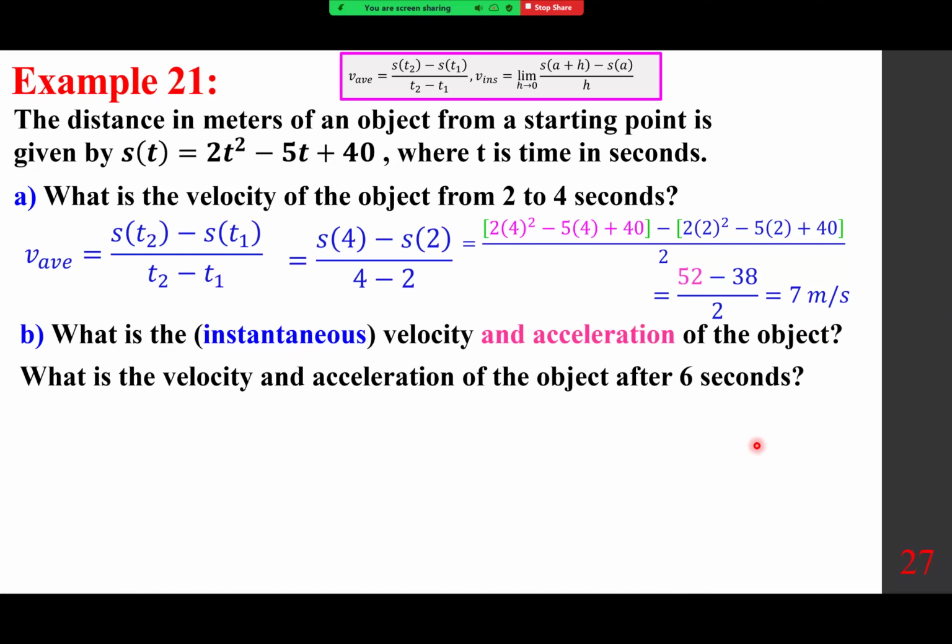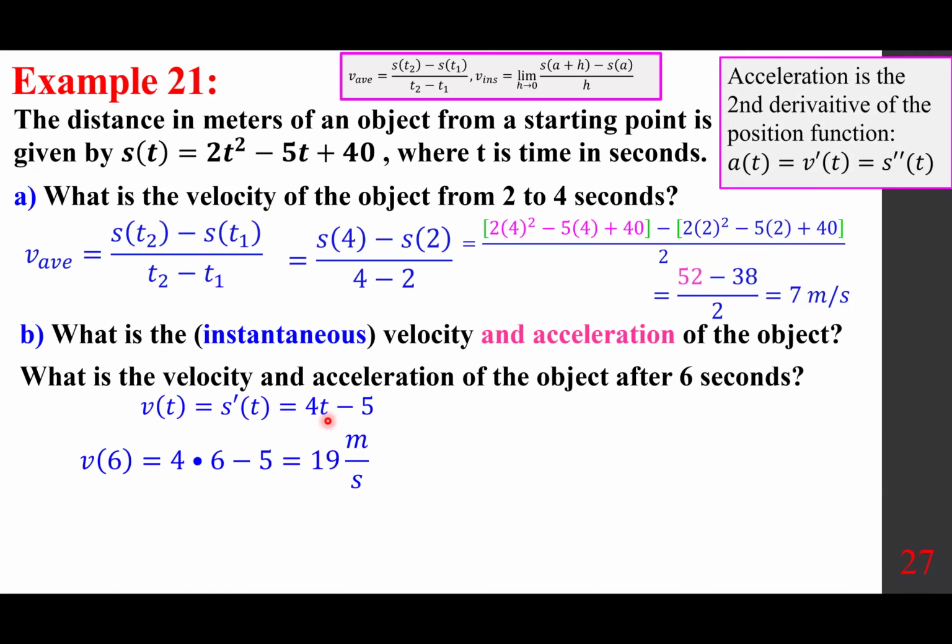V of t is s prime of t, which is 4t minus 5. After 6 seconds, replace it: 4 times 6 minus 5 makes it 19 meters per second. Acceleration is the second derivative of the position function, so take the derivative again, or the first derivative of the velocity function. So when you take the derivative again, you simply get 4, and 4 happens to be a constant.